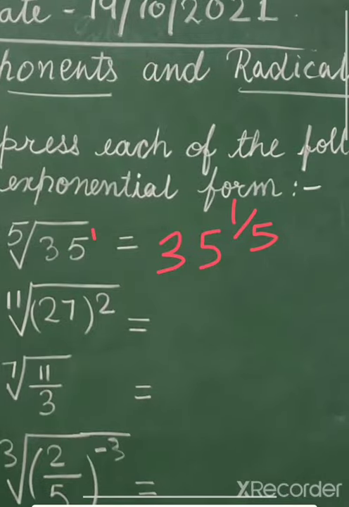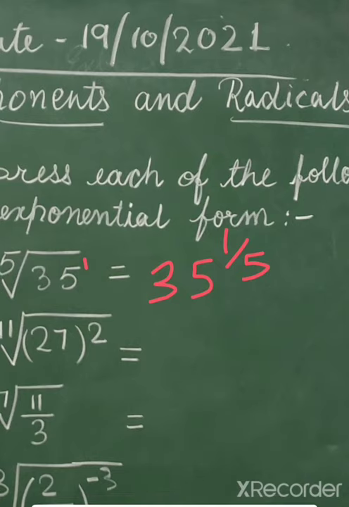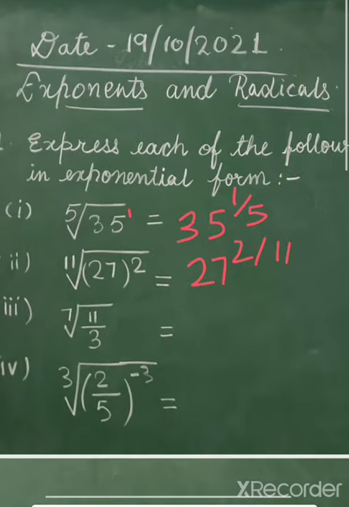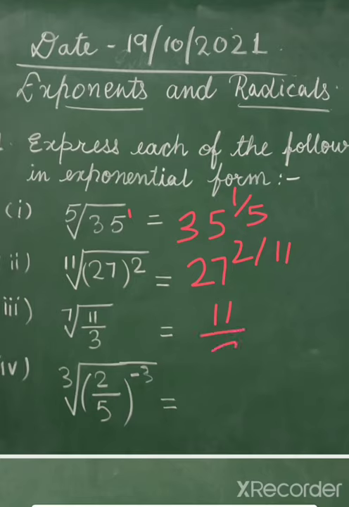Now question number 2 is 11th root of 27 squared. So we write 27 to the power 2 upon 11. The 11th root comes in denominator. Now question number 3 is 11 by 3. If this is the base number, we write 11 upon 3 and then to the power 1 by 7. This is exponential form. That means the exponent of 11 by 3 is 1 by 7.